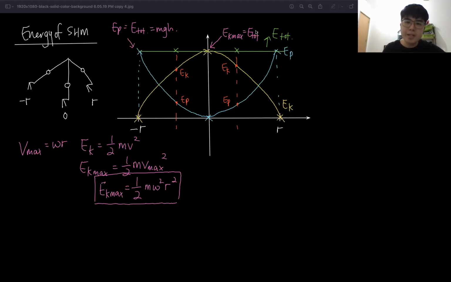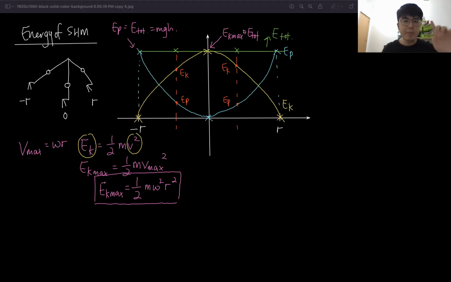The graph is curved because kinetic energy is proportional to velocity squared, right? And you know that velocity is proportional to displacement. So that means kinetic energy is also proportional to displacement squared, because you have a square here. That's how you get this curved graph of the kinetic energy as you plot the energy against the displacement graph.